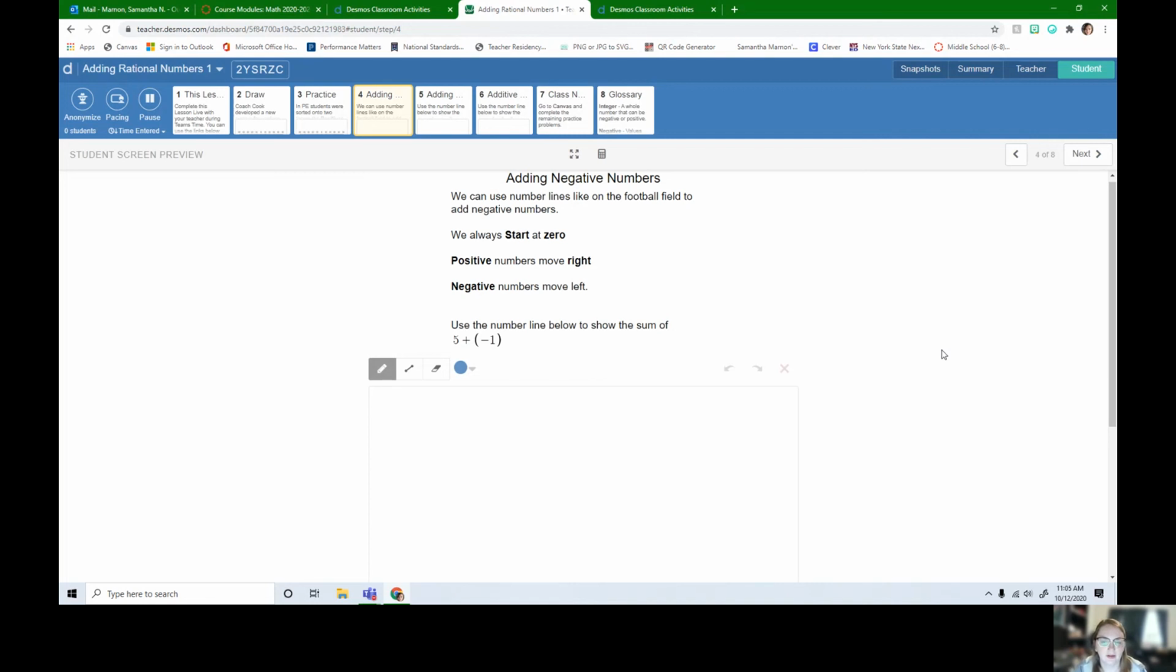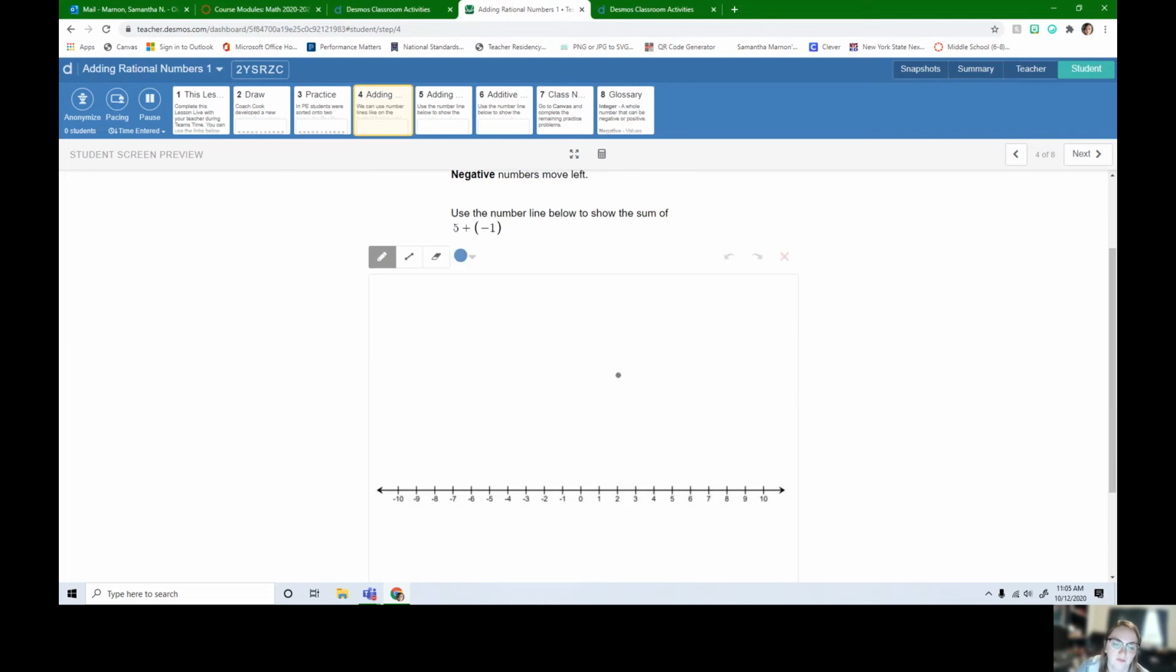Now we can add numbers like how we did on the football field, but just on a general number line. We're always going to start at 0. Positive numbers are going to move to the right, and negative numbers move to the left. So use the number line below to show the sum of 5 plus -1.